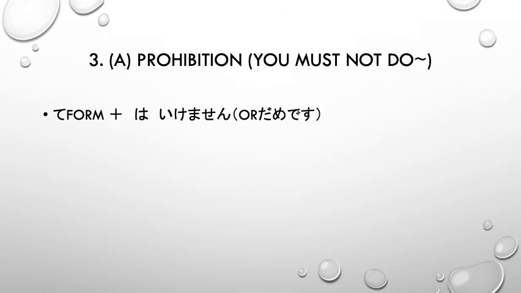Okay, next one, number 3A, is prohibition. You must not do something. For this as well, you need te form, and after te form, you have wa ikemasen. This ha is read as wa because it's a particle. You can also say wa dame desu.